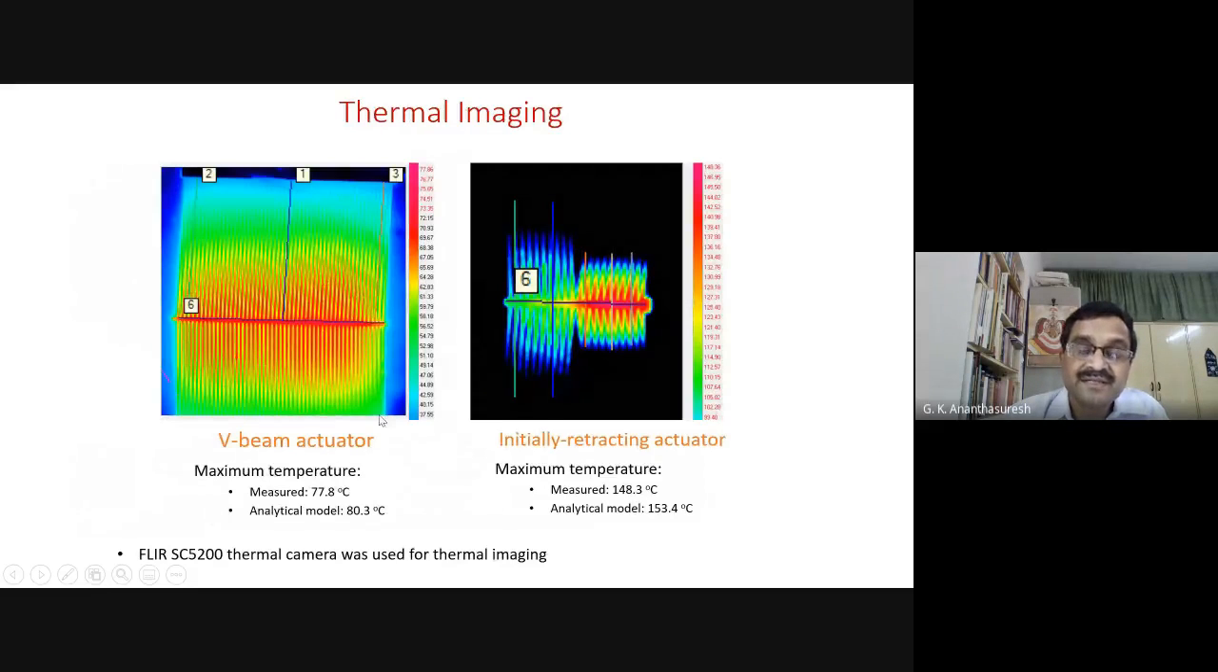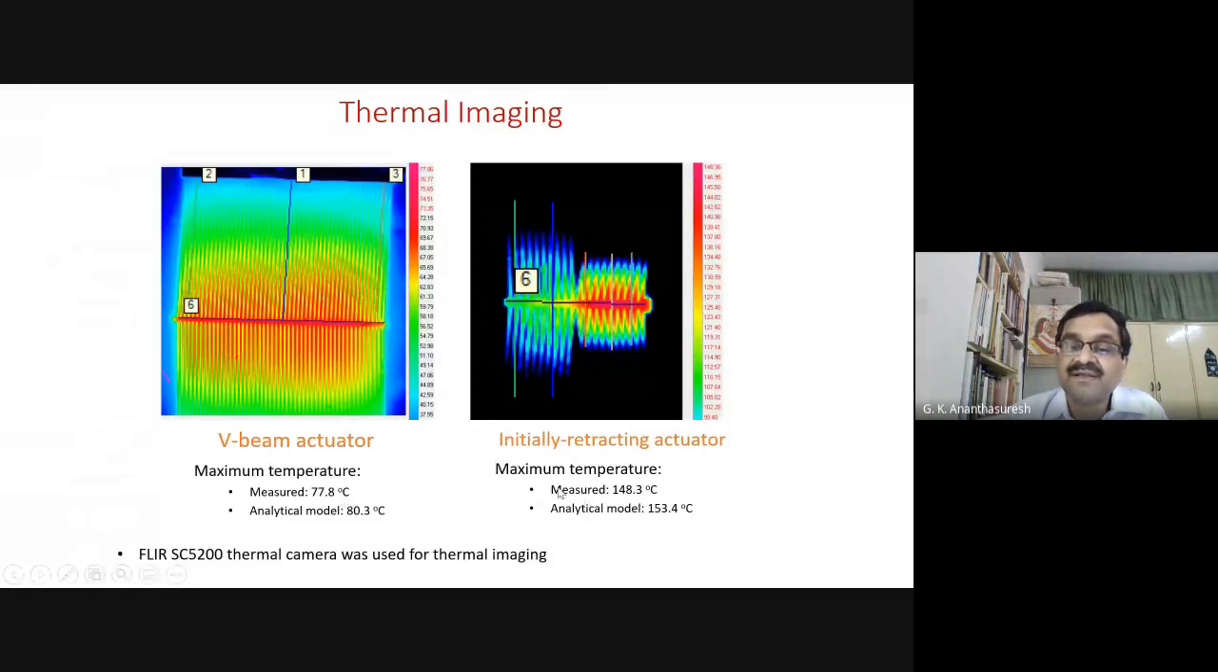And this is an electrothermal actuator. It gets hot, so that temperature can actually be visualized using IR imaging. And then we compared our analytical model. It predicted maximum temperature to be 80, whereas measurement was 78.